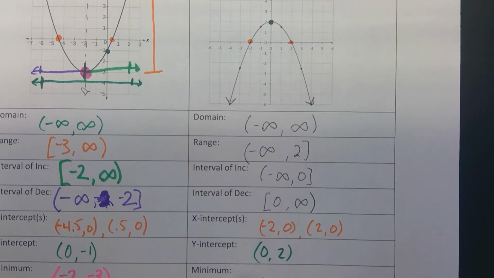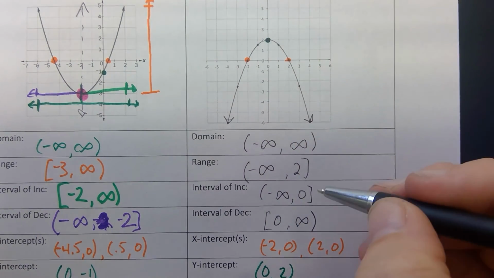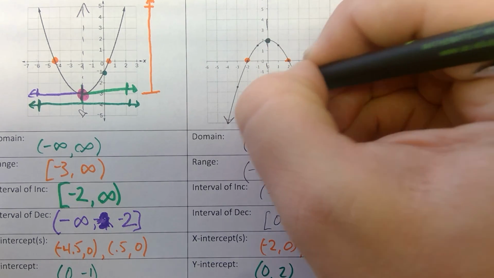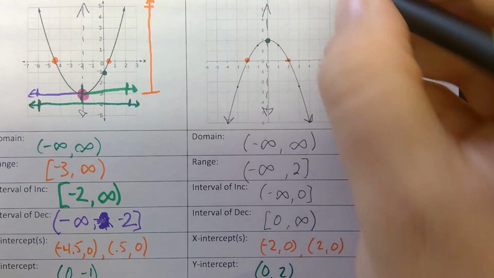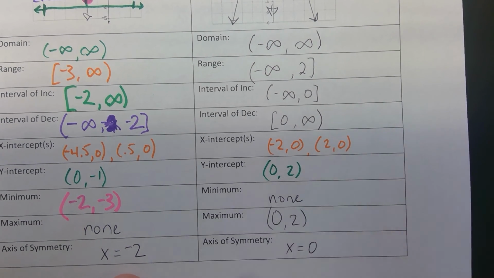And then last but not least, our axis of symmetry. Cut that parabola in half. We know it's going to be the same value as our interval of increase and decrease split. So that's going to be x equals 0.